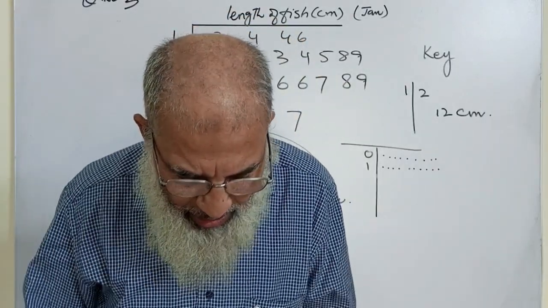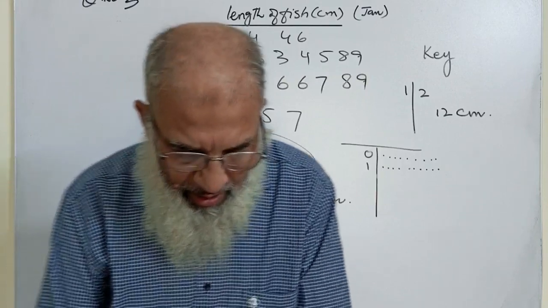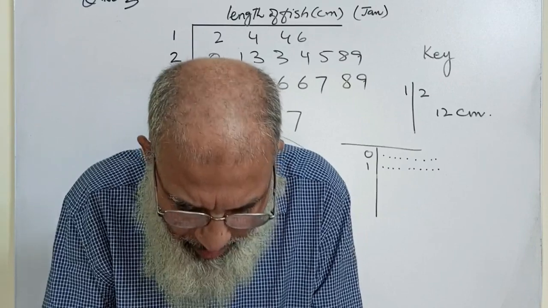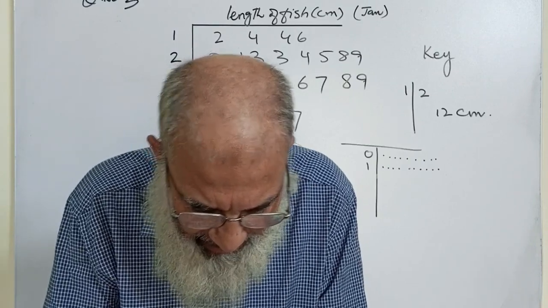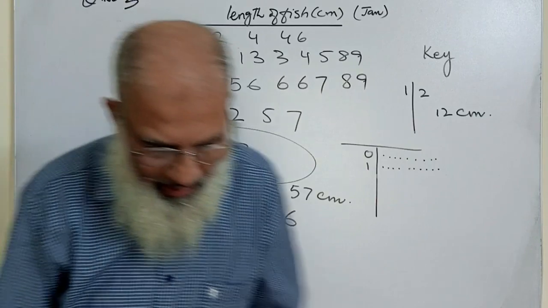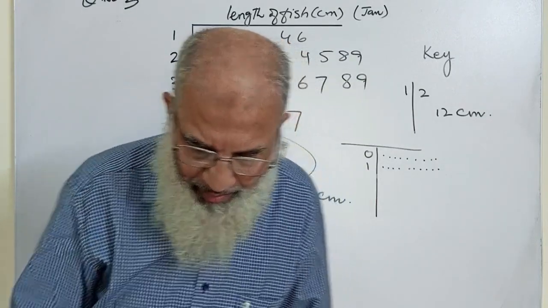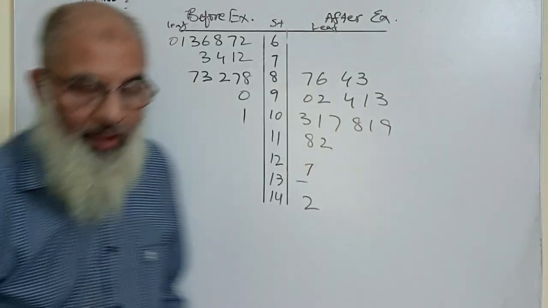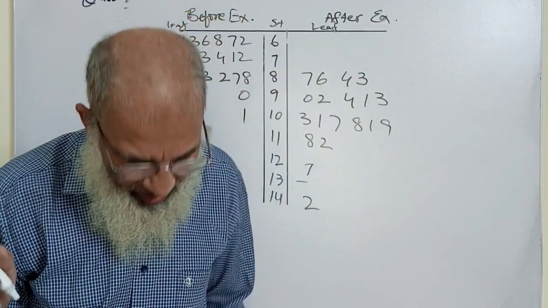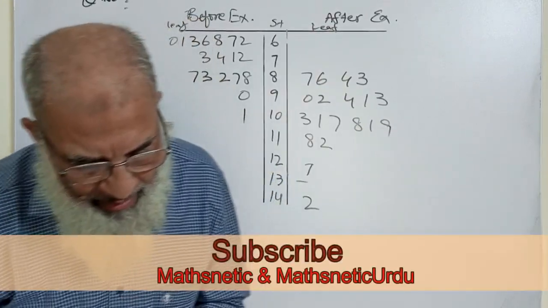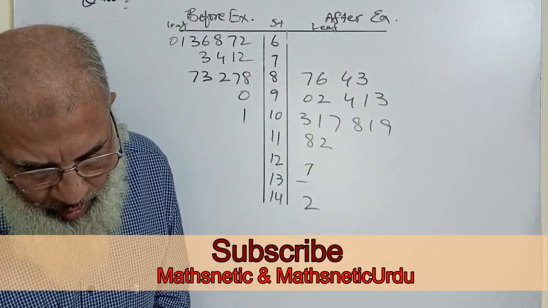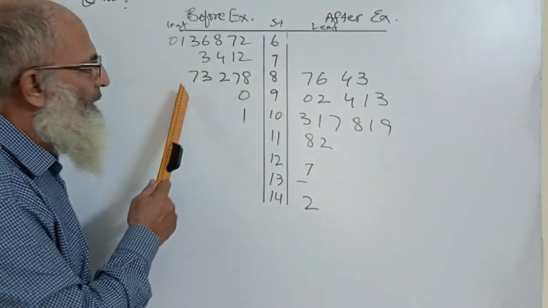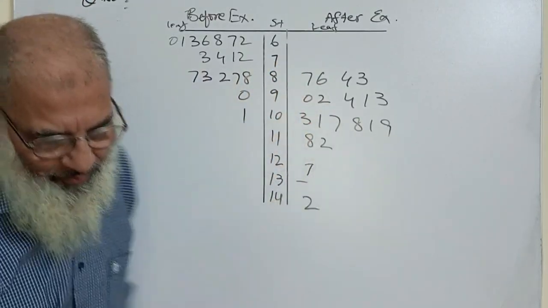Now question number 4, this is the last question of the exercise. This stem and leaf diagram shows the pulse rate of a group of people measured before and after exercising on the treadmill. Now dear students, I'll read the question for you once more. The stem and leaf diagram shows the pulse rate of a group of people before exercising and after exercising.